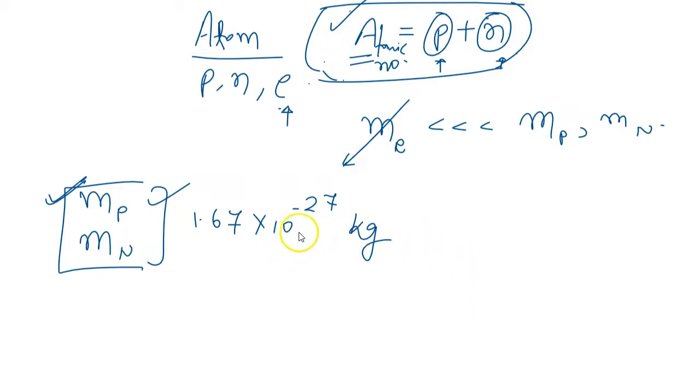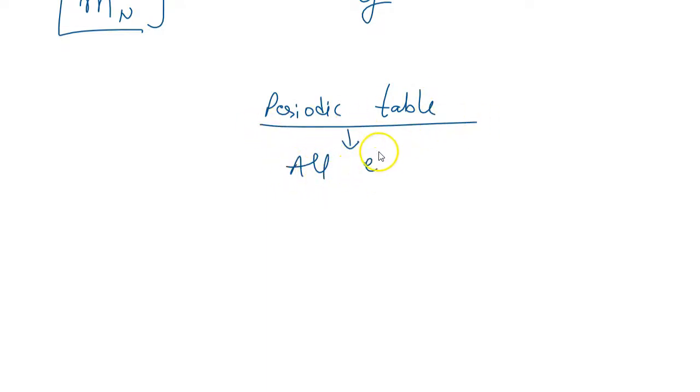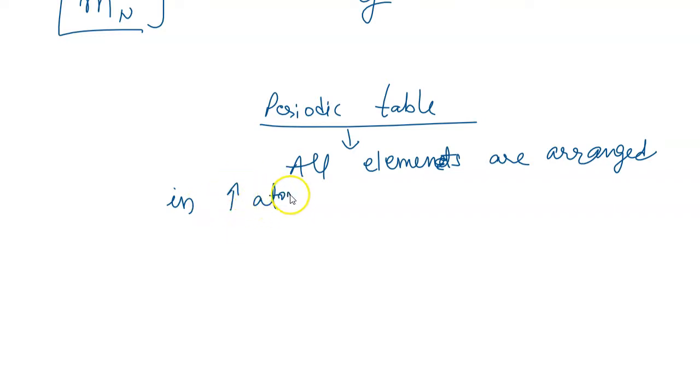So if we look at the periodic table, what is this periodic table? This is just containing all the elements arranged in a particular order. So what order? They are arranged in increasing atomic number, right? So you will find all the elements present in the periodic table as a function of their atomic number.